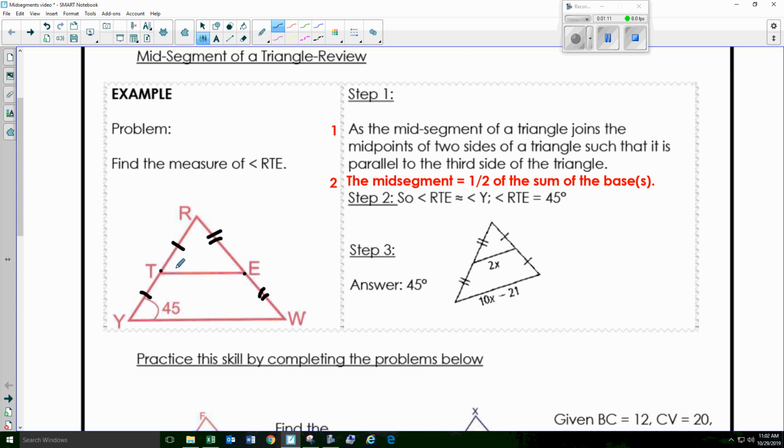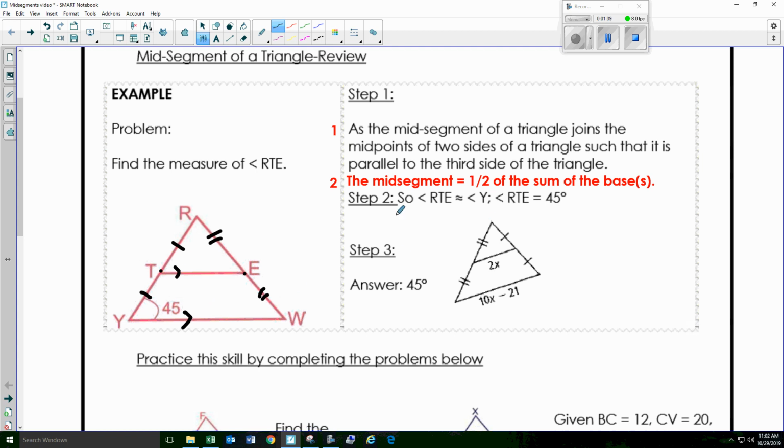The two characteristics, again, off to the right here: this mid-segment is going to be parallel to the base, or bases if it's a quadrilateral, because you'd have another base up here. And this equals half of the sum of the two bases, this 0 plus this base. So in a triangle, it's really only half of this base. When it's a quadrilateral, you'd have two bases, add them together, divide by 2.